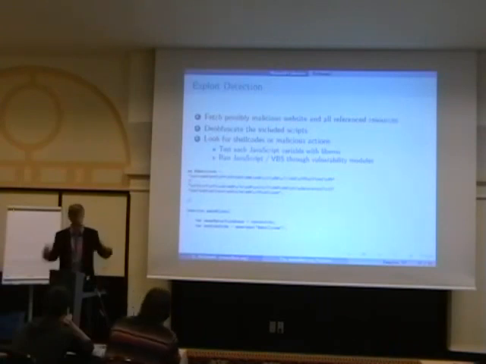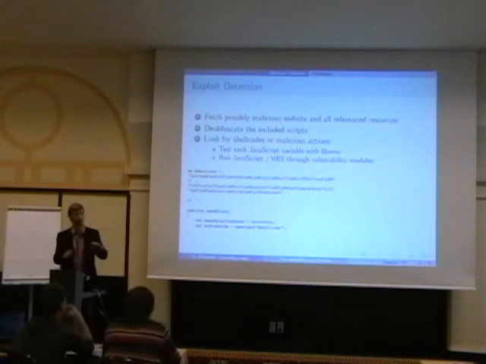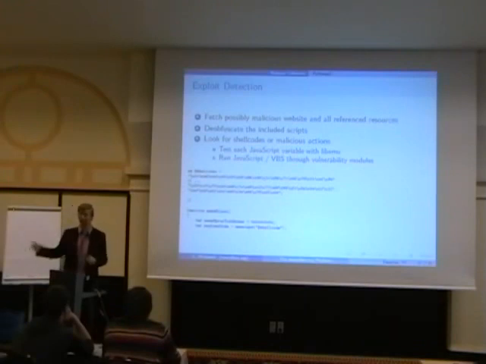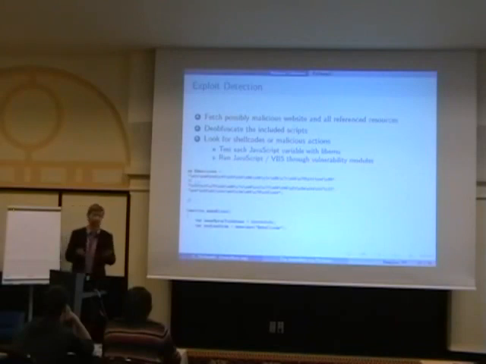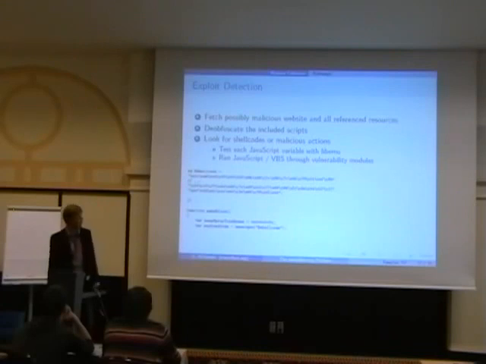So how does it work? We have a URL, we fetch the malware and all referenced resources. We deobfuscate the included JavaScript, which is often several nested eval commands, for those of you who know JavaScript. Then we just run it through libemu or look for certain cross-domain scripting vulnerabilities like in the old ages of Internet Explorer and something like that.